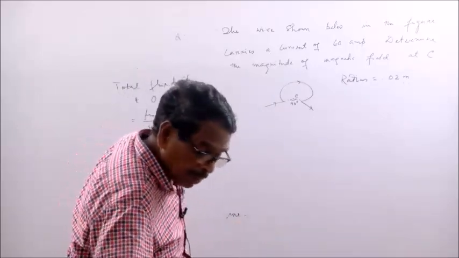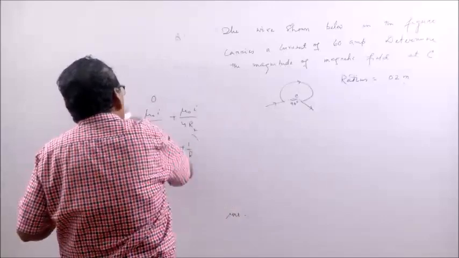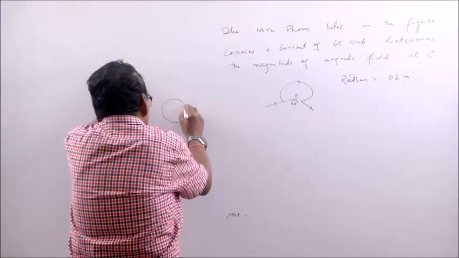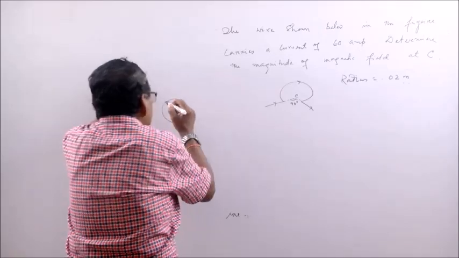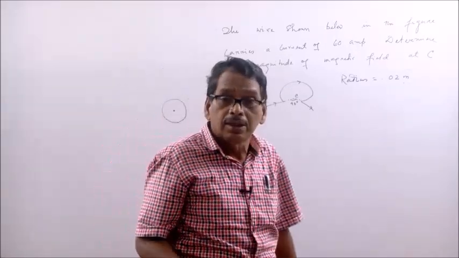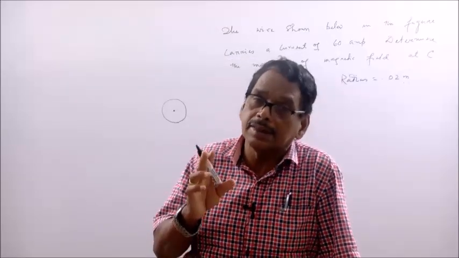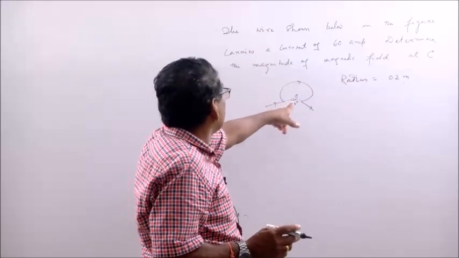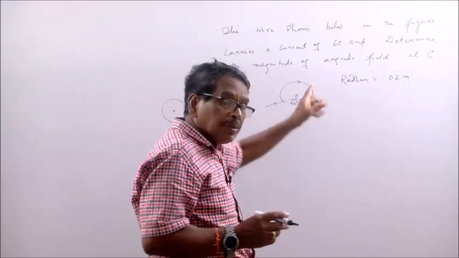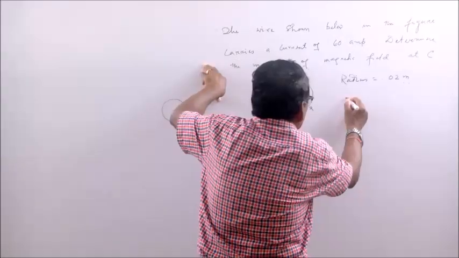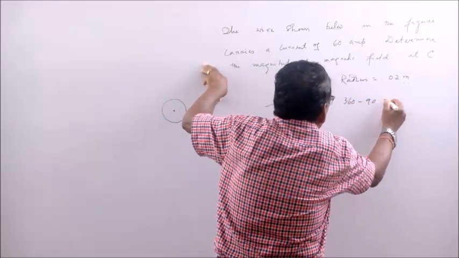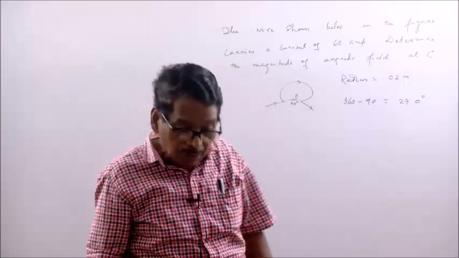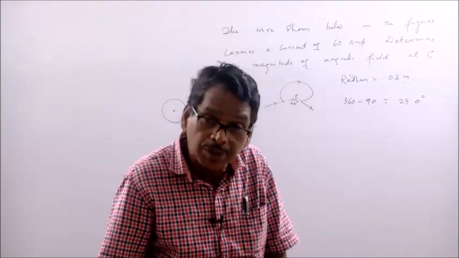You know the magnetic flux density at the center of a circular coil. Suppose this is a circular coil. You know the magnetic field at the center. What is the total angle? The total angle is 360 degrees. Here the conductor has a 90 degree angle, so the remaining angle is 360 minus 90, that is 270 degrees. So you have to calculate the magnetic field for 270 degrees.